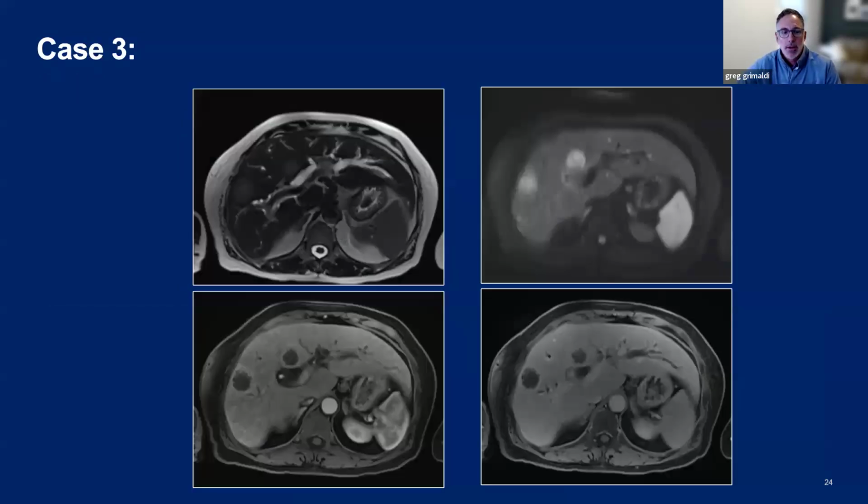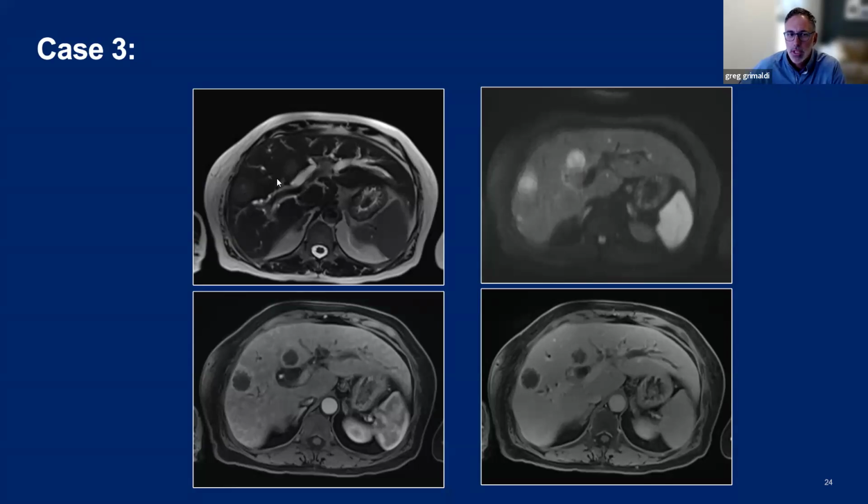Okay, case number 3. We have a T2, a diffusion weighted image, early and late post contrast. And here at T2, we can see normal morphology liver. We see 1, 2 discrete lesions within the liver that have mild T2 hyperintensity. And again, mild T2 hyperintensity is a worrisome feature for me. We see restricted diffusion. Now I'm thinking malignancy, right?